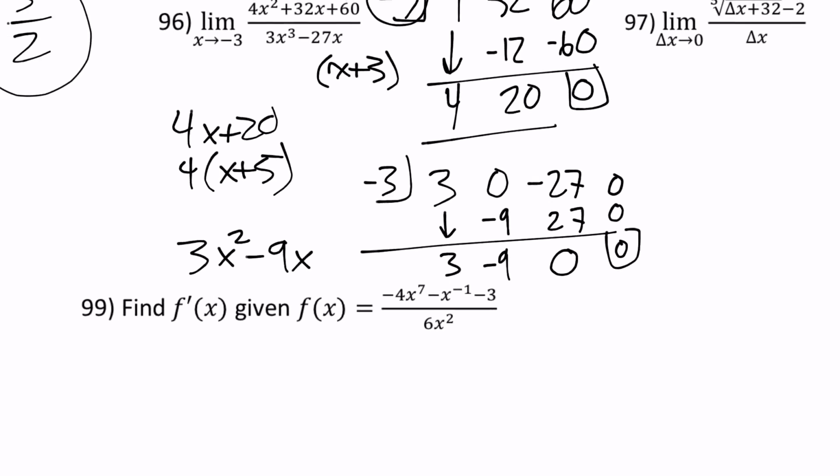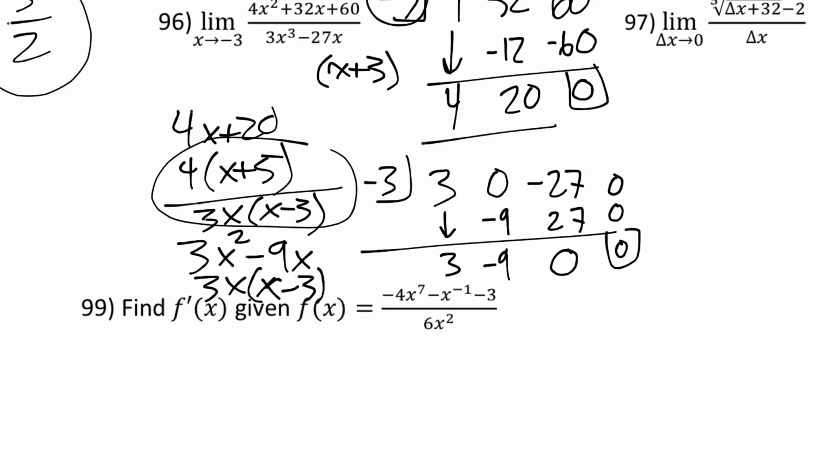So what does that mean? Well, that means I could pull out a 3x, and I'll be left with an x minus 3 in the bottom. So in the numerator I have that 4x plus 5. In the denominator I have 3x times x minus 3. It's kind of messy right there. And so what can you do with that? Well, now we can plug in -3 and we can see what we get.